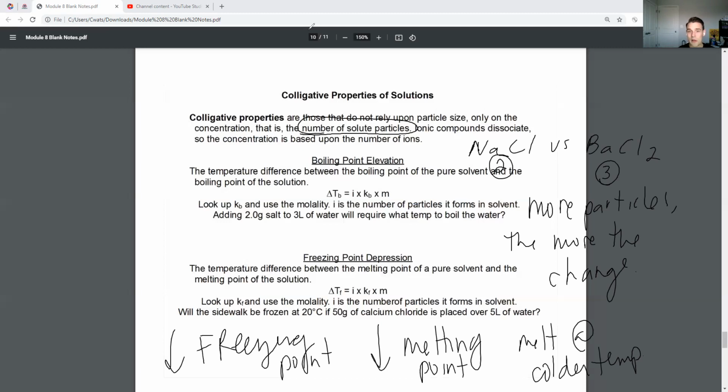And that's really it. We just want to be able to explain those colligative properties in those two things. Basically just saying the more particles you have, the more the change will be. And that is it for this lesson and this module.